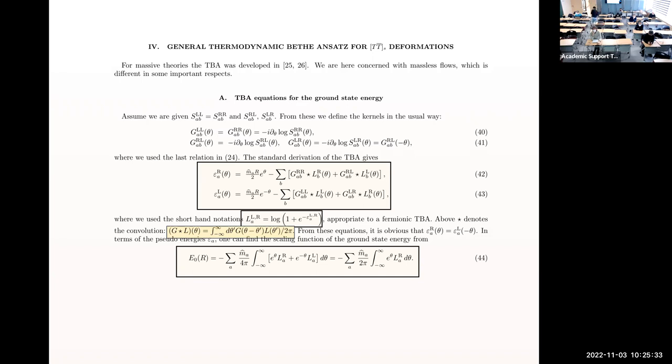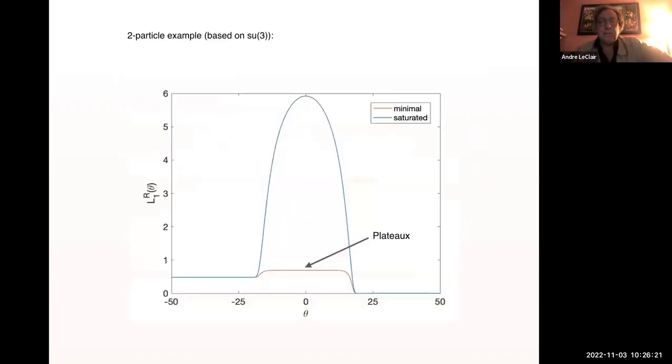You're trying to solve for these epsilons, which are called pseudo-energies, as a function of rapidity. And they're very nonlinear because G star L is a convolution integral, and these L's are the log of 1 plus the exponential of the epsilon. Okay. But once you solve that equation, it turns out numerically it converges relatively rapidly, so it's not that hard to solve numerically. Then once you have that solution, you just have to integrate it to get the effective ground state energy, and from there, of course, you can get the effective central charge, all right?